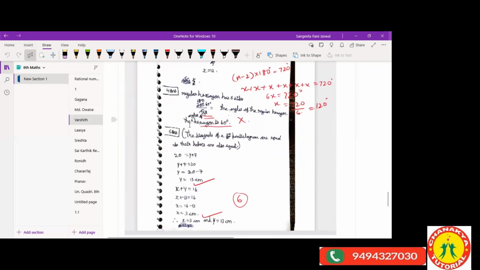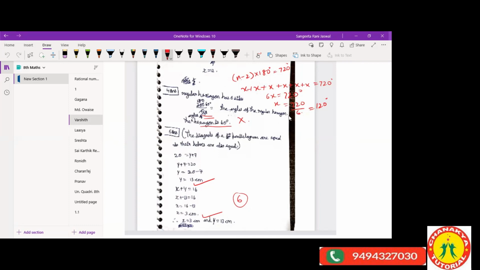See here, in question number 4, this question was asking the measure of each angle of a regular hexagon. Measuring each angle in a regular hexagon means all angles are equal. So if I take all the angles equal, x plus x and so on will be equal to 720. Why 720? Because just now I showed you. You remember this? Just now we were discussing.